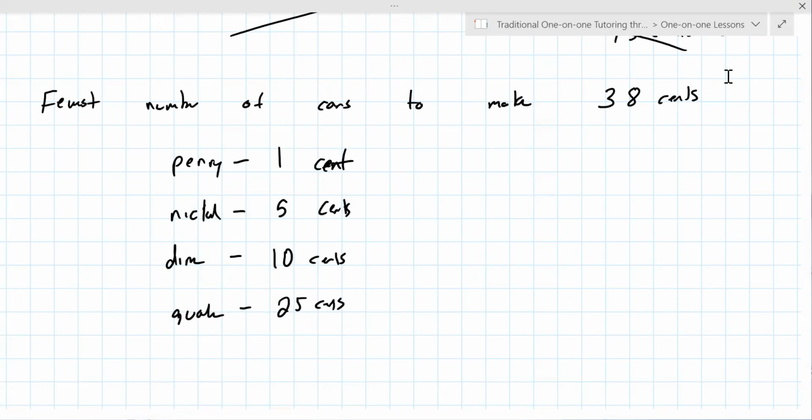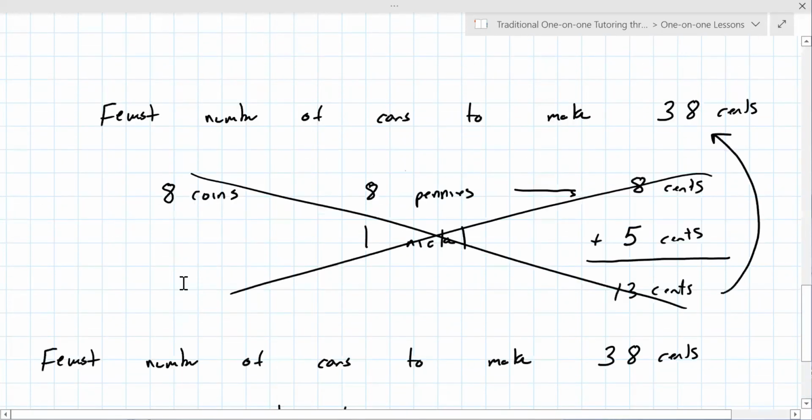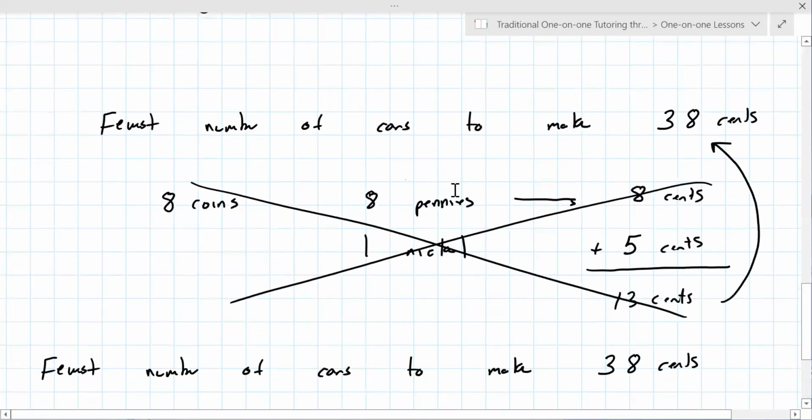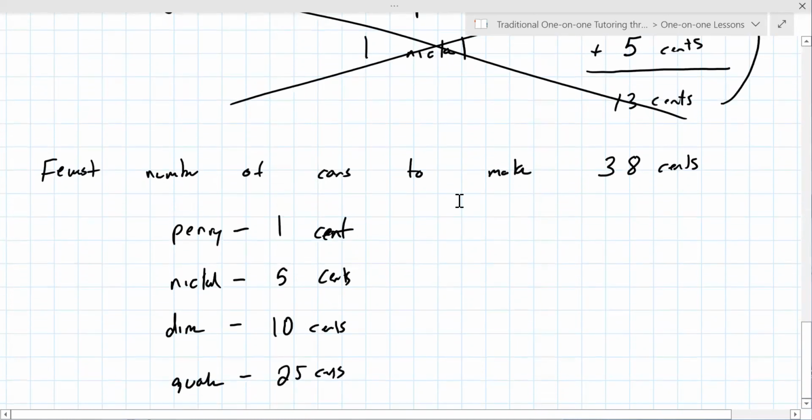So in order to get 38, first of all, put 1 quarter. I want you to work this out on your own. I want you to give me a final answer just like you did the last time. You said, okay, Matthew, the answer is 8 coins. And then we worked it out. So take a few minutes and give me the final answer.